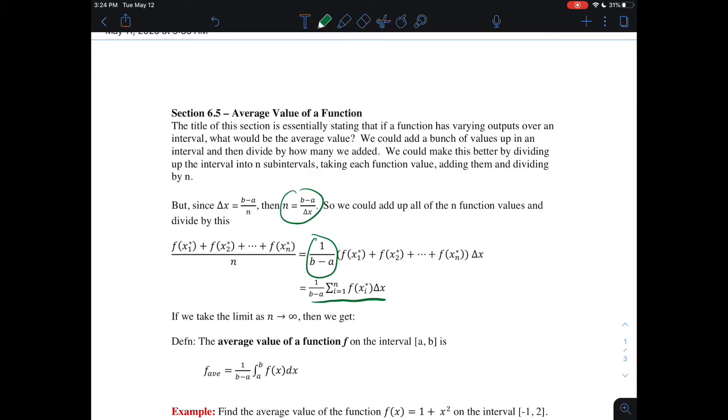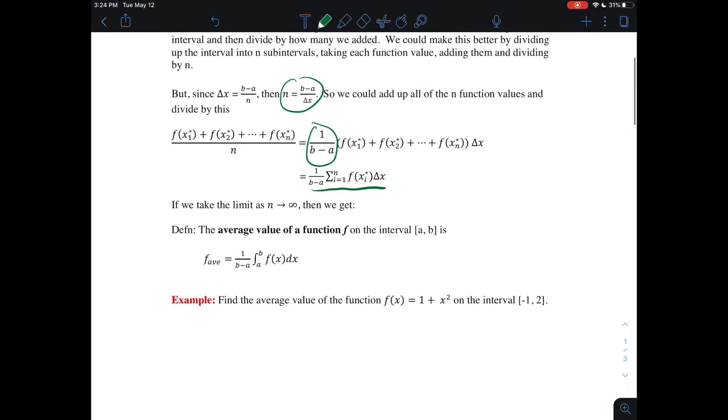The average value of a function f on the interval [a, b] is simply denoted f with a subscript ave for average, and that is just 1 over b minus a times the integral from a to b of f of x dx. So you're essentially just taking the area under f of x over an interval and then multiplying by 1 over the distance between the two interval points, a and b. So let's see how that works with this first example.